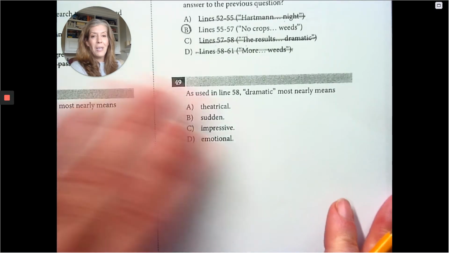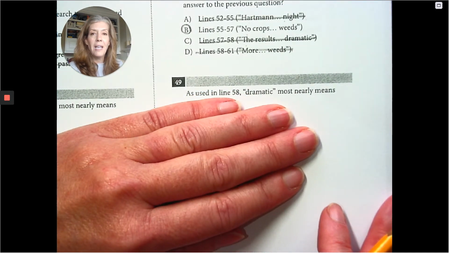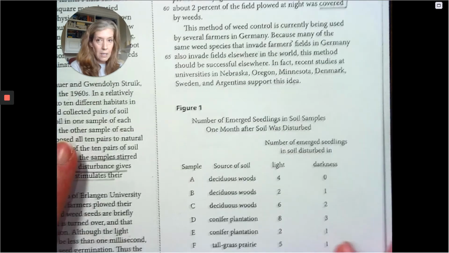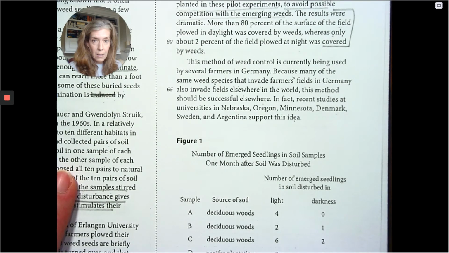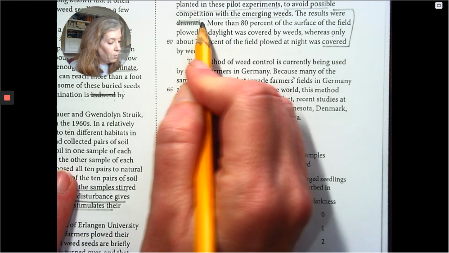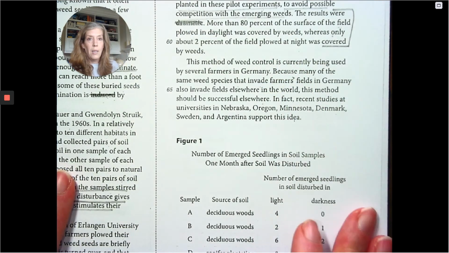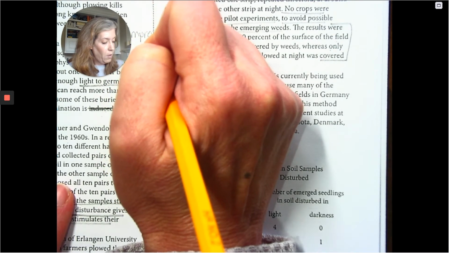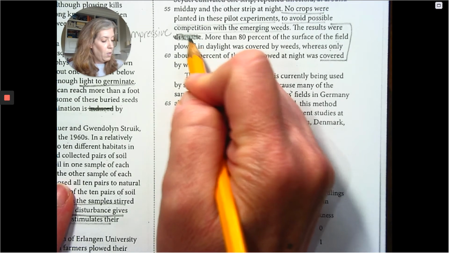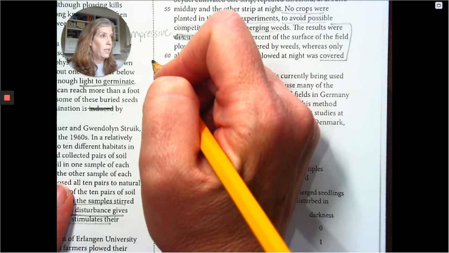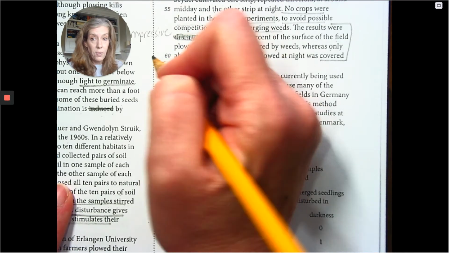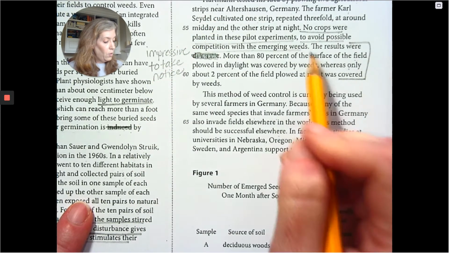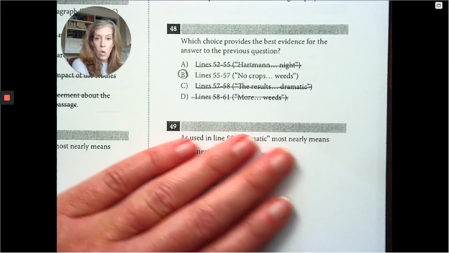And our most nearly means. As used in line 58, I think we just read this, the results were dramatic. Dramatic most nearly means. Let's go to line 58. The results were, and so they were impressed by the results, impressive. Dramatic is to take notice, so impressive or to take notice. So the results were impressive, or they were taking notice.